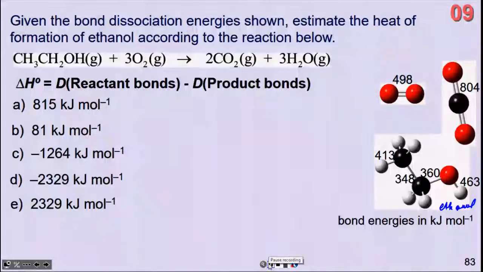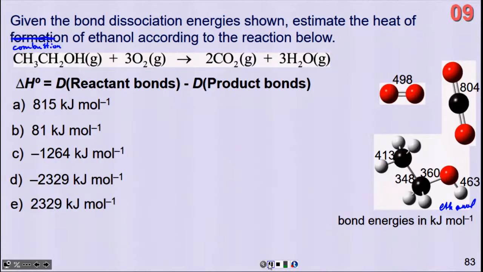Well, guess what? This is a misstated question, as happens sometimes. This would be not formation, but combustion. If you're making CO2 and water, that's combustion. Okay, having said that, what are we doing? We're going to take the bond energies to put this together. The bond energies are shown in the pictorial representations at the right.